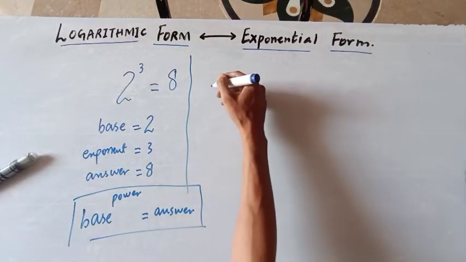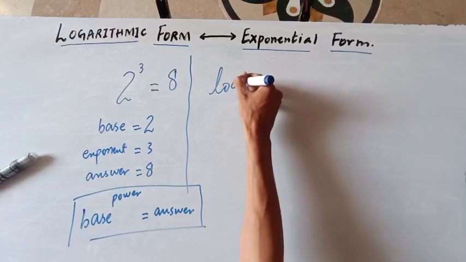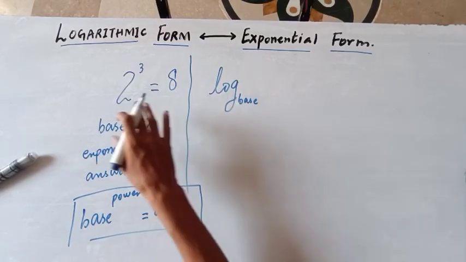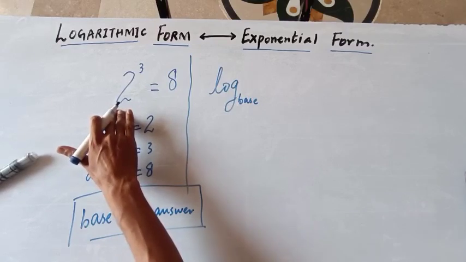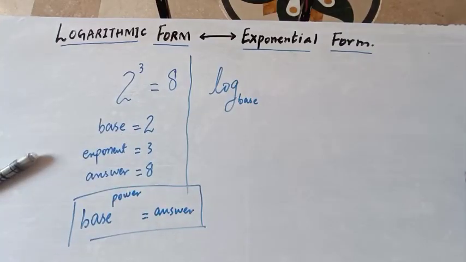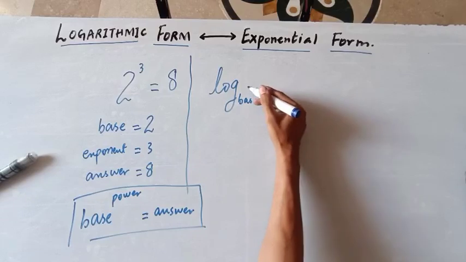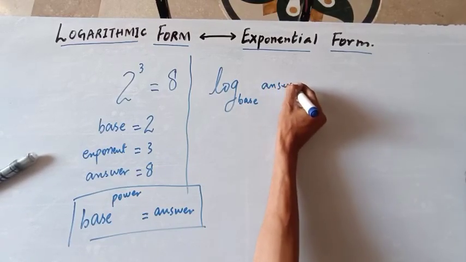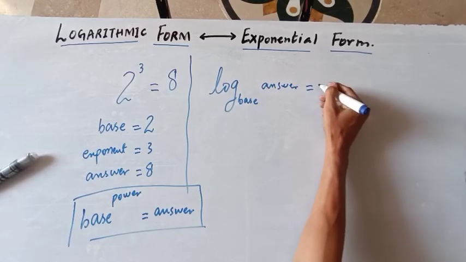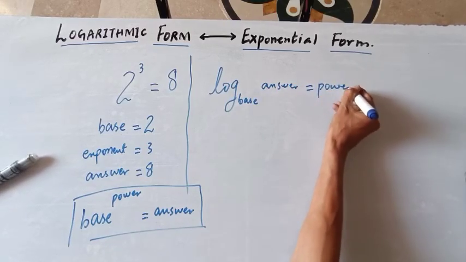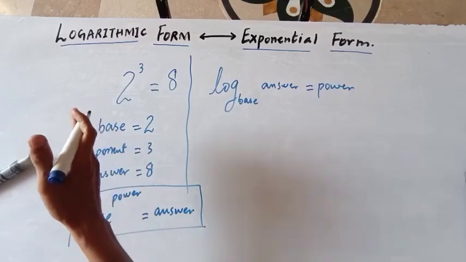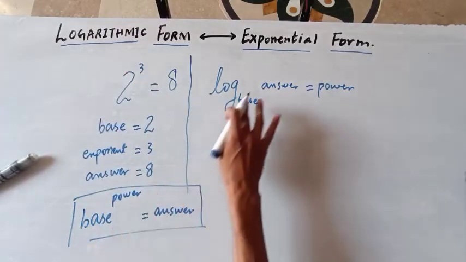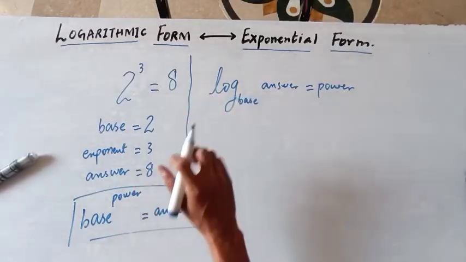So in logarithmic form, first of all, you will write log. Over here it will always be the base, the base which is over here, okay? And with this we will write the answer, and after equals to the power will always come. So I just need to remember these two things, the general way of writing.